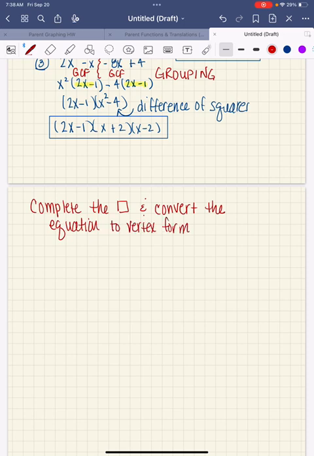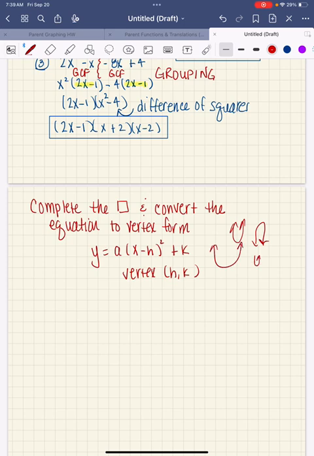Okay, so vertex form, x minus h squared plus k. The vertex is at (h, k). A tells you it's a parabola, open right side up. Is it a reflection? Is it really wide? Is it really skinny? So pause the video after I give you the problem, and we're going to convert.